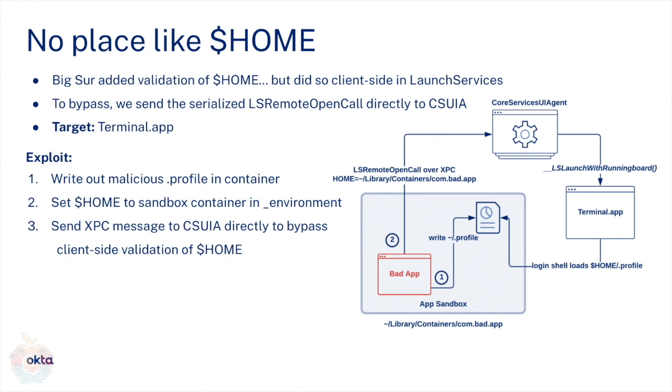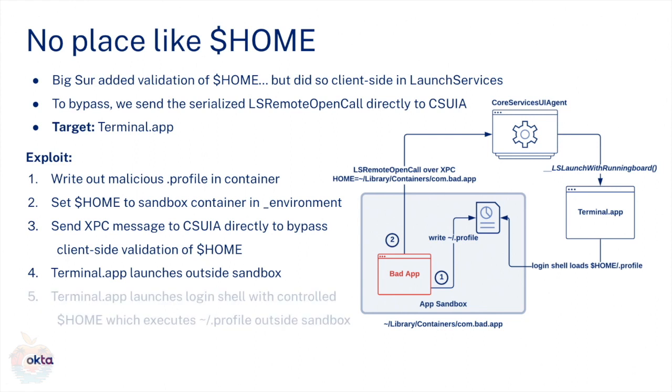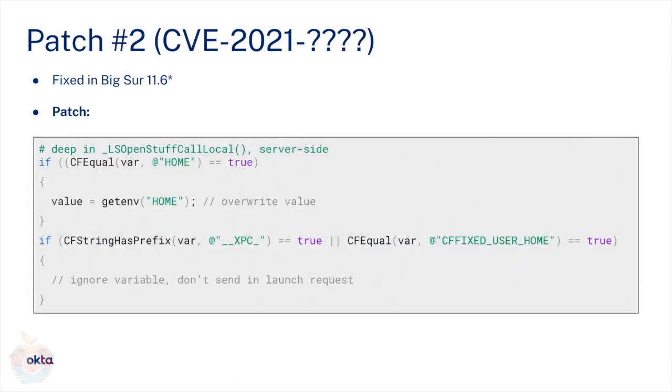HOME will not be ignored, and then when launchd launches Terminal.app outside of the sandbox, Terminal.app will in turn launch a login shell with that controlled value of HOME, and the login shell is going to execute HOME/.profile. I think it's a bit of an improvement over the last one.